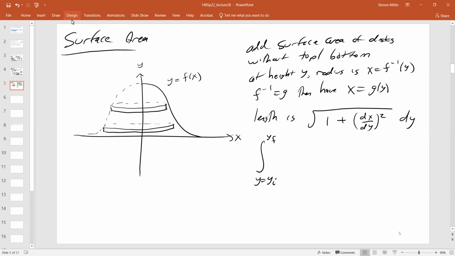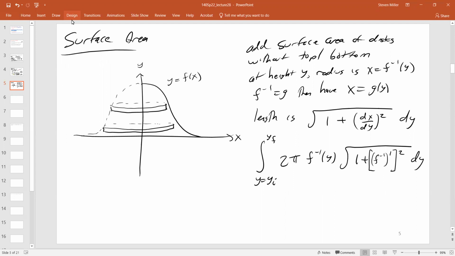Now what's going to be the area? It's going to be 2 pi r times the thickness. So it should be something like 2 pi, what's the r? R is going to be x, right? Which is f inverse of y, times the square root of 1 plus f inverse prime squared, dy. And this is the integral you would need to do.